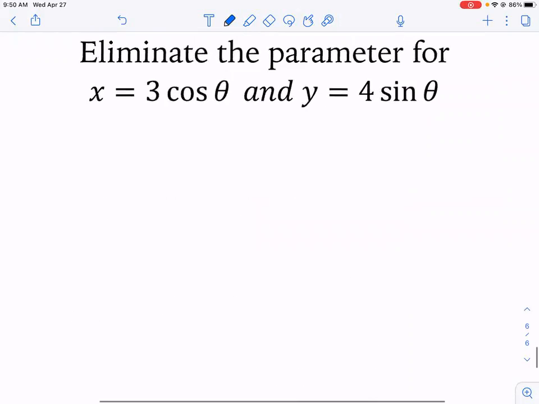Okay, last one. Ooh, I like this. Every once in a while, we're going to have a Greek t, theta, instead of t for our parameter.